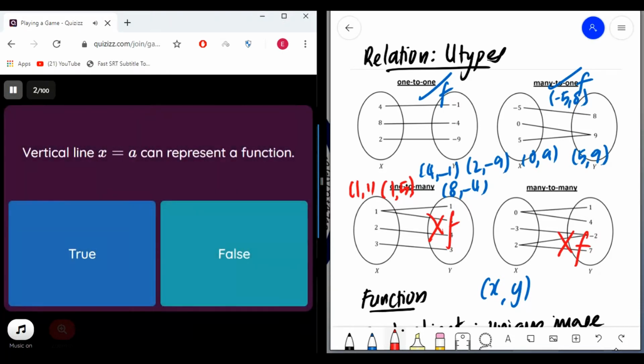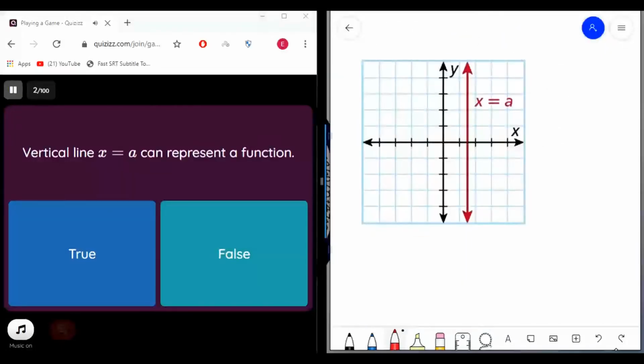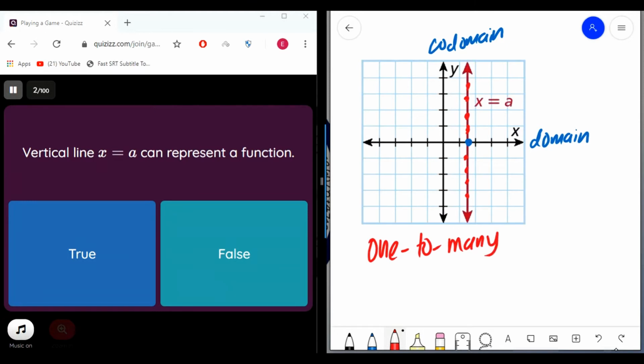Question number 2. The vertical line x equals a can represent a function. Okay, I will show it to you. The graph looks like this. Alright. The horizontal axis represents the domain, while the vertical axis, or y, is the codomain. As you can see, one x value can have multiple y values. So this is a one-to-many relation, and it is not a function. Therefore, the statement is false.